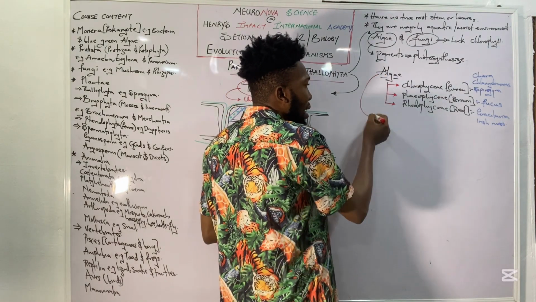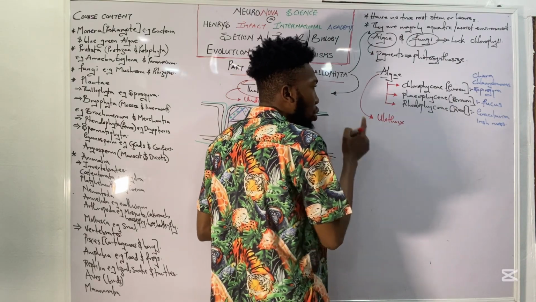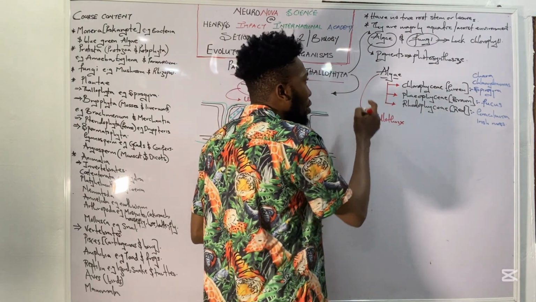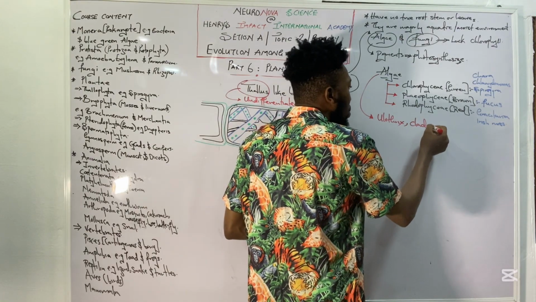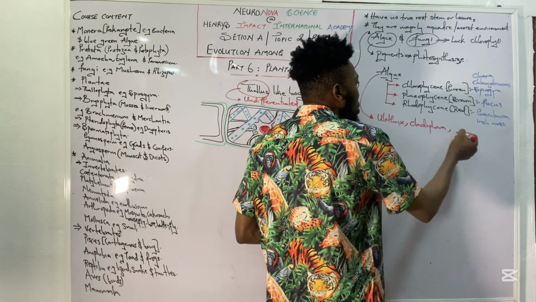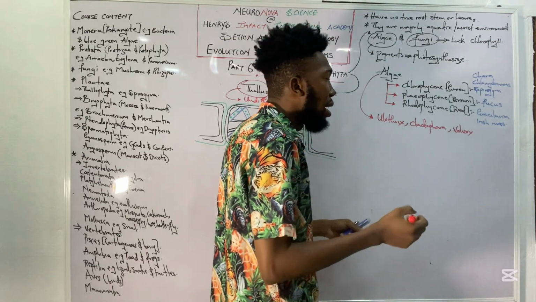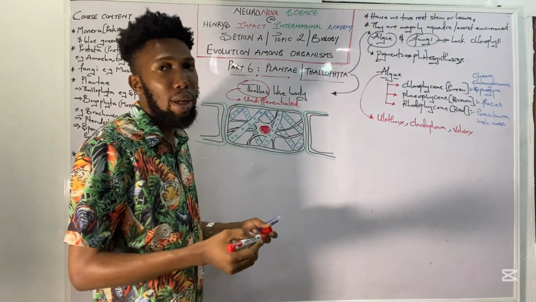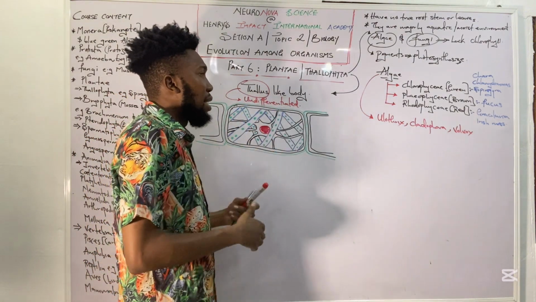I want you to know that if you see the word Ulothrix, it is another example of an algae. If you see Cladophora, that is another example of algae. If you see Volvox, that is another example of your algae. Are you there now? So all these guys are algae.